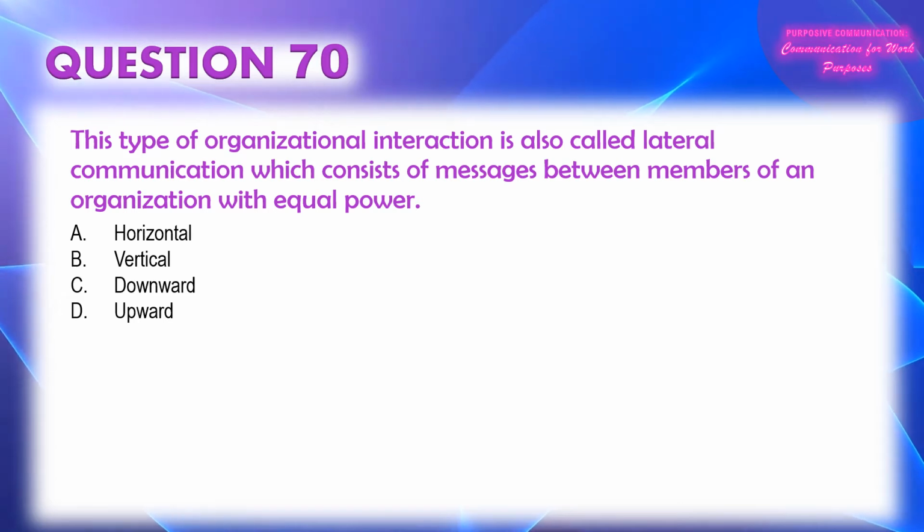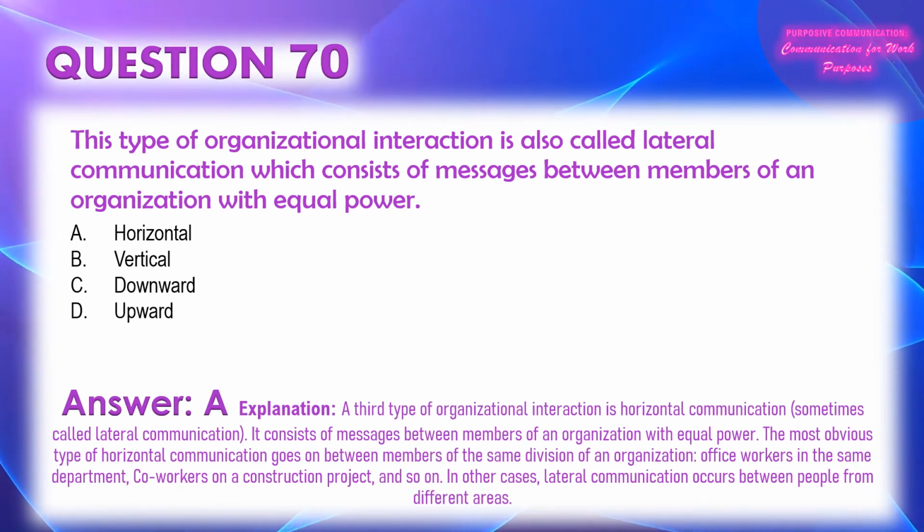Question 70. This type of organizational interaction is also called lateral communication, which consists of messages between members of an organization with equal power. Answer A. Horizontal communication. A third type of organizational interaction is horizontal communication, sometimes called lateral communication. It consists of messages between members of an organization with equal power.